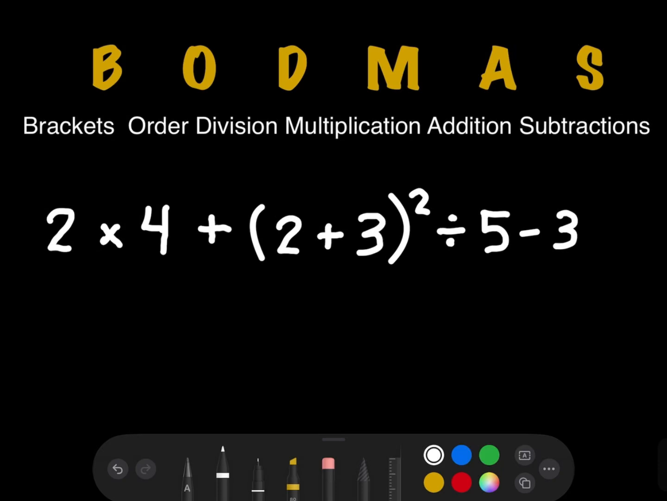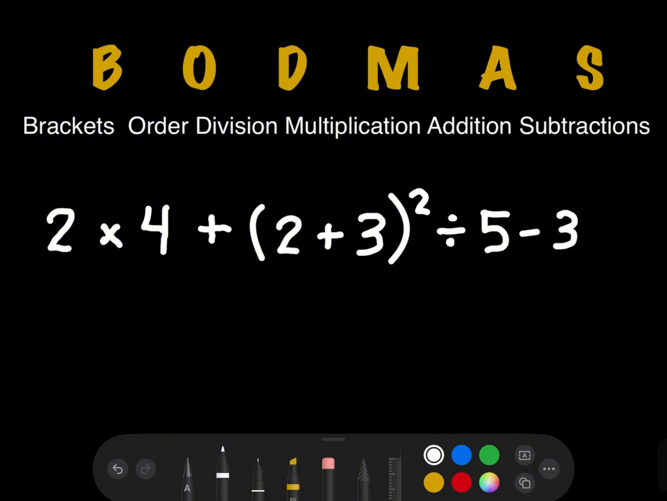In the order of operations, we have certain rules to follow. So in this case, we have the BODMAS. BODMAS stands for brackets, order, division, multiplication, addition, and subtraction. In the case of division and multiplication, it doesn't matter which comes first as long as we follow the rules from left to right. Also in addition and subtraction.